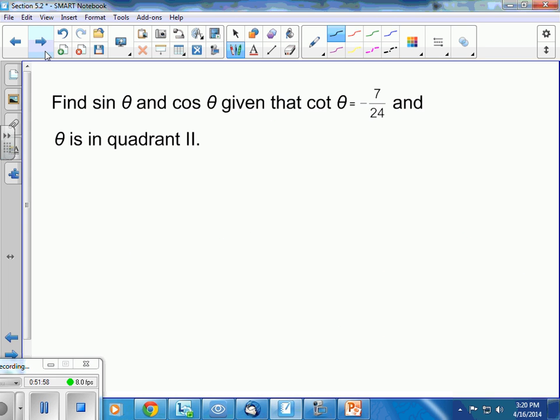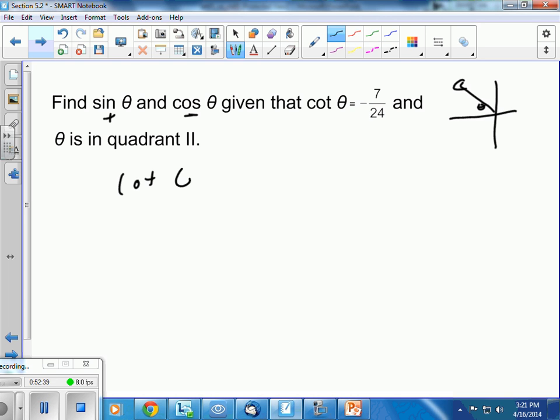Our next example here asks you to find the sine of theta and the cosine of theta given that the tangent of theta is equal to negative 7/24 and theta is in quadrant 2. So I know that I have theta in quadrant 2. In quadrant 2, we know that the sine is positive, the cosine is negative. The tangent, as it gives me, is found to be negative.